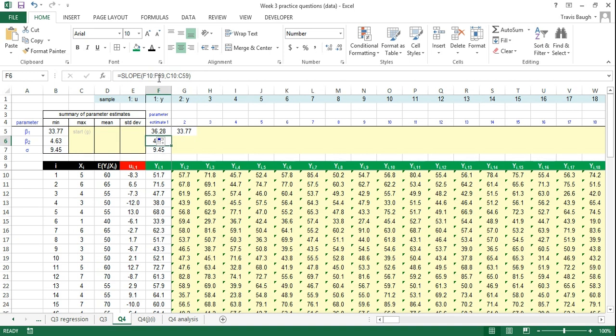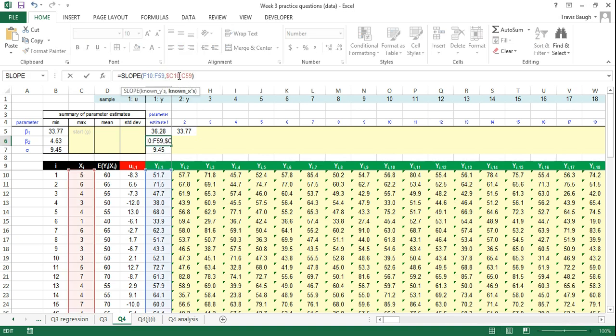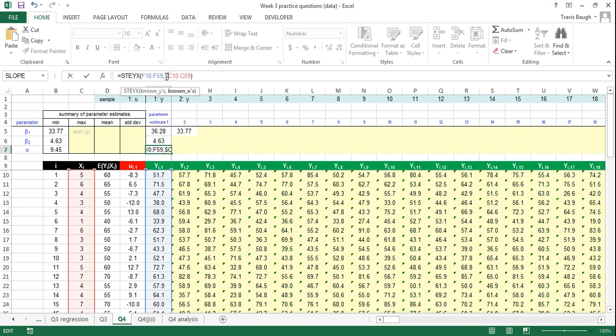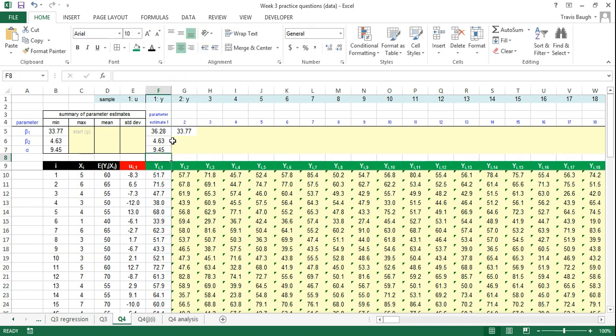And the same thing here. The slope is creating an estimate for B2 based on these y values and these x values. We want to copy that across, keeping the x values constant but with new y values. So we'll put $ in front of the x column, and this is the standard error for the regression. This is the square root of the error variance or the disturbance variance. And again, it wants to know the y values and the x values as input. Like the previous two formulas, we want to fix the column reference for the x's. And in fact, I can just copy those across now.